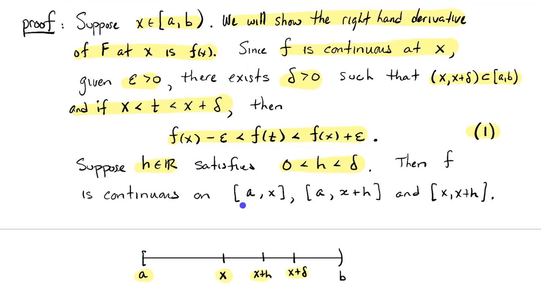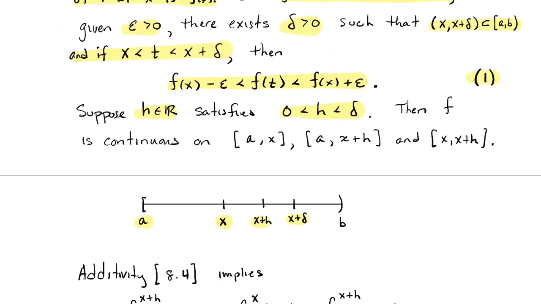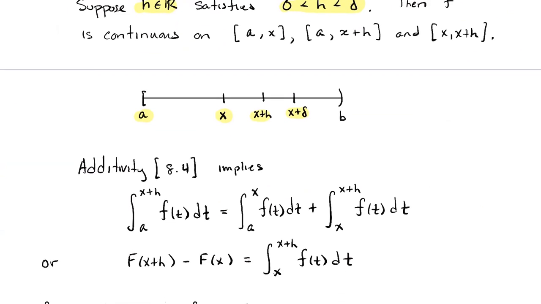I've got an interval from a to x. Oops, sorry, I wasn't watching there. A to x. I've got an interval from a to x plus h. Good. And I've got the in-between interval, x to x plus h. F is continuous on all of those intervals because it's continuous on a to b. So the definite integral exists on all those intervals, and we have that additivity theorem.